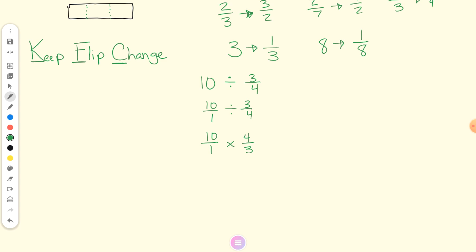But that's hard for people to process and remember. So here's where the KFC comes in. We kept the first number the same. We flipped the second fraction. And what did we change? Bryce, what did we change? Both the whole number and the fraction. Nope, that was our flip. We flipped that. Kendall? We changed the sign to multiplication. So keep the first fraction the same, flip the second, change the sign to multiplication.